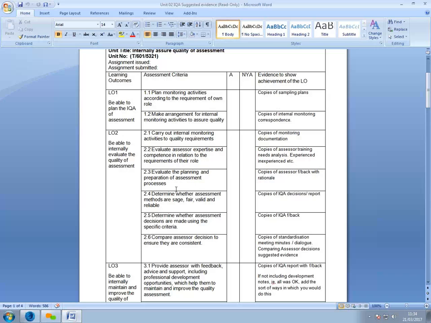Evaluate the planning and preparation of assessment processes. Now, this could be just copies of the assessor feedback with reasons. What it's asking for there is, were the assessments planned properly? Did they come in on a regular basis? Were they assessed as per the assessment agreement? Those are the things you need to look at on there.